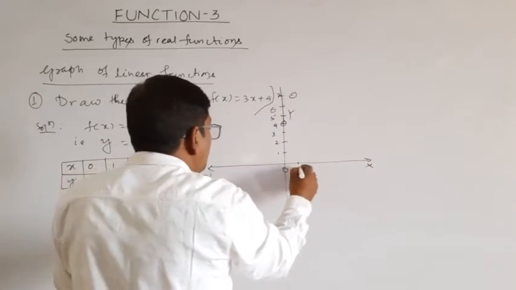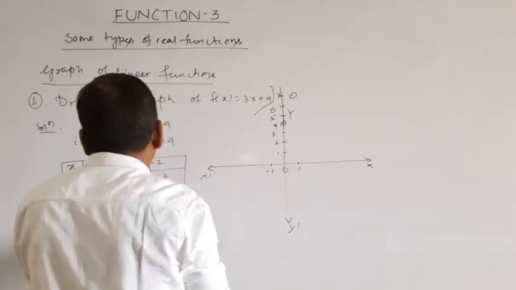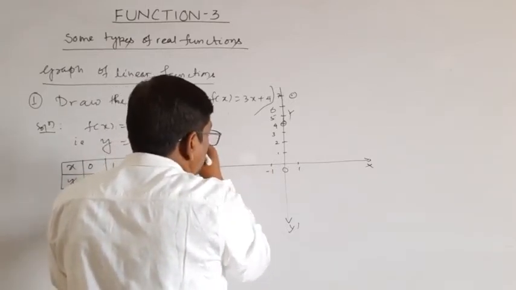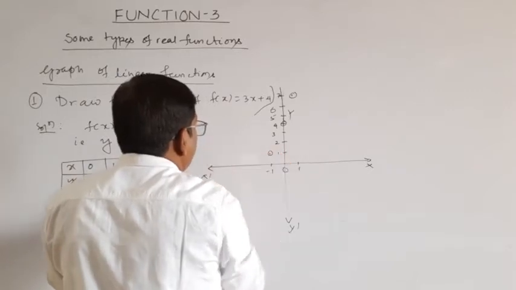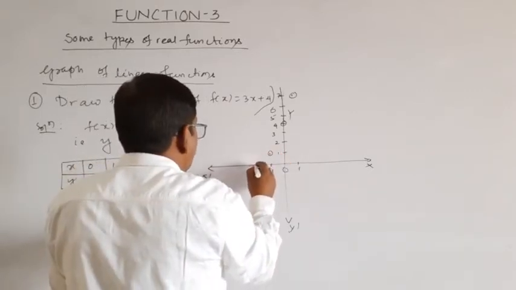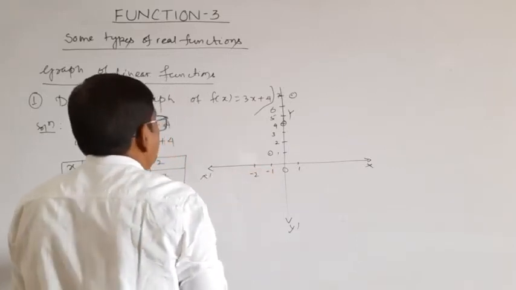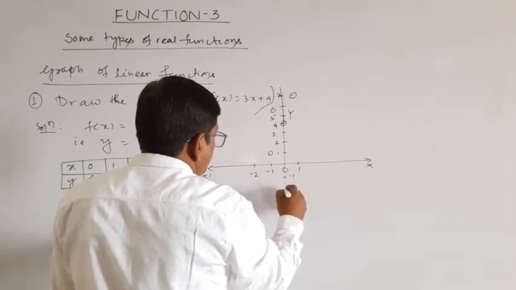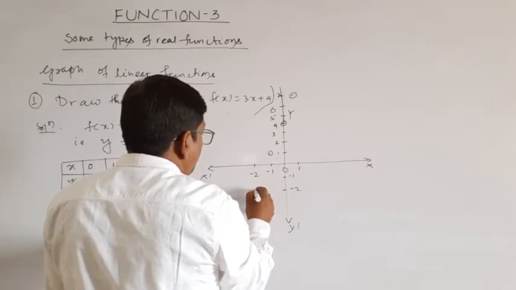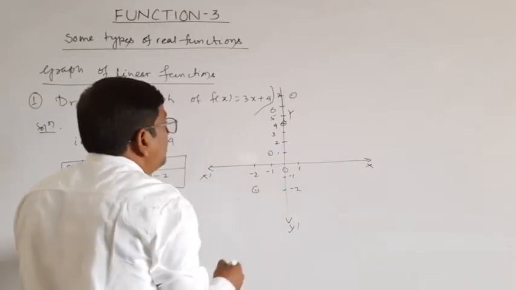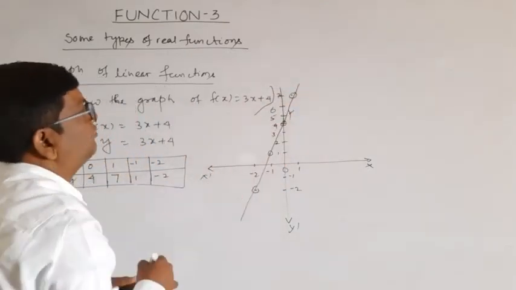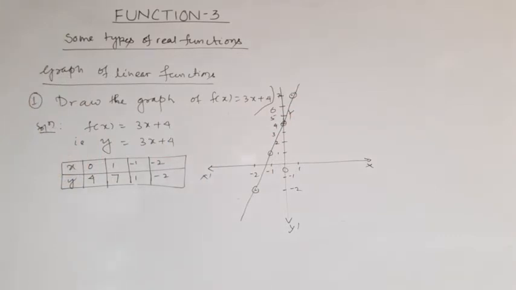If x is equal to minus 1, y is equal to 1. This is the point. If x is equal to minus 2, then y is equal to minus 2. So the graph is like this here. The graph is a straight line. Clear? This is the graph of linear functions.